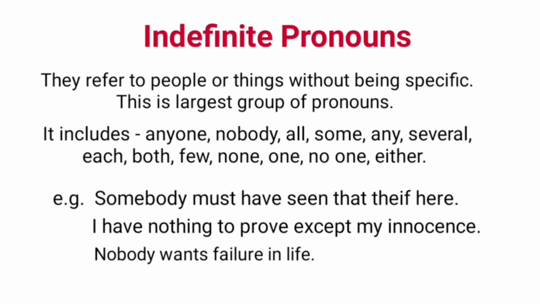Examples: somebody must have seen that thief here. In this example, somebody is not any specific person. In the second example, I have nothing to prove except my innocence. Here, nothing is not a specific thing. In the last example, nobody wants failure in life. Here again, nobody is not a specific person.